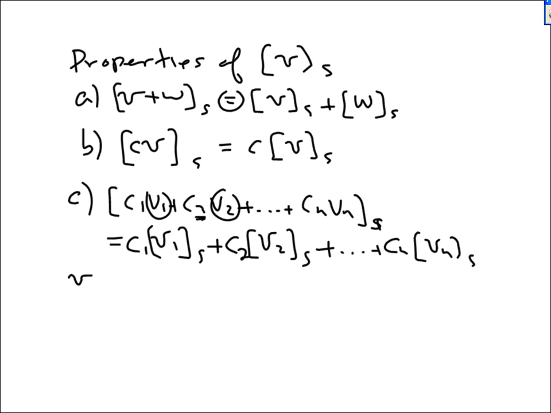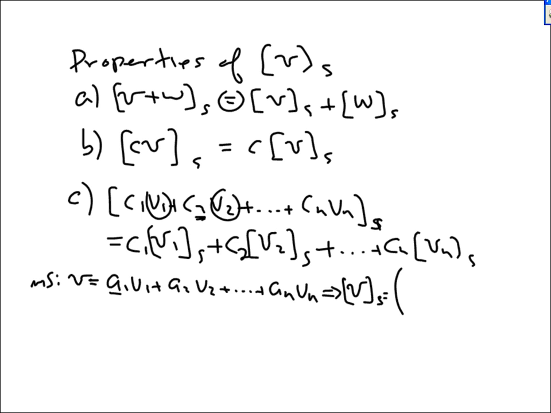I mean, basically, if in S, I'm going to use A's and B's. V is equal to A1 v1 plus A2 v2 all the way up to A sub n v sub n. Well, that implies that the coordinates of V with respect to basis S is A1, A2, up to A sub n.